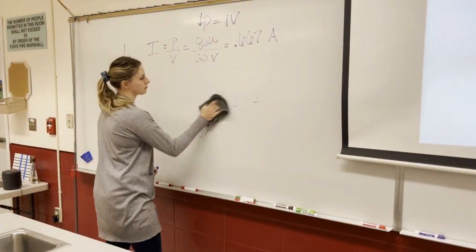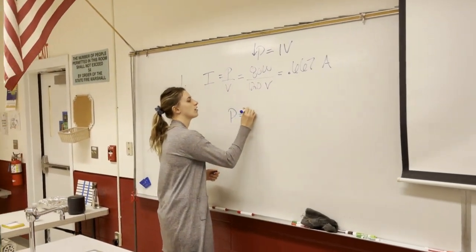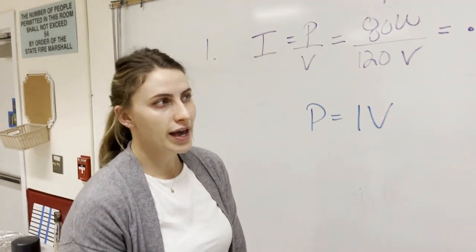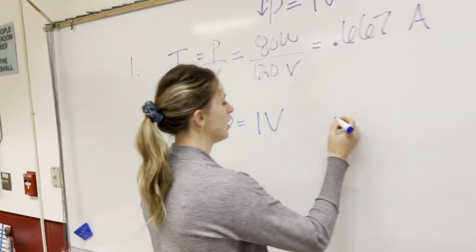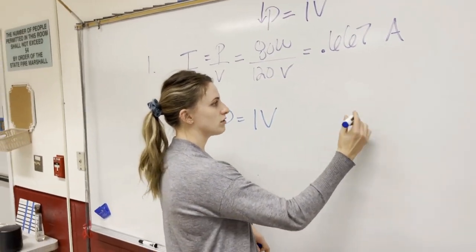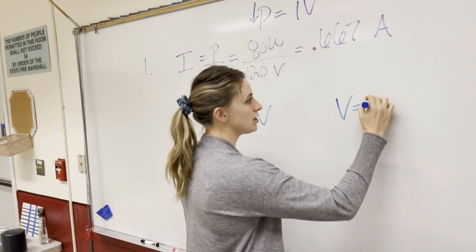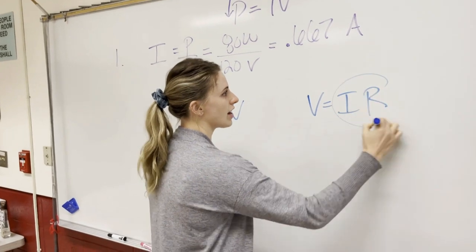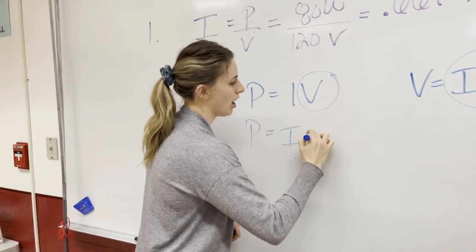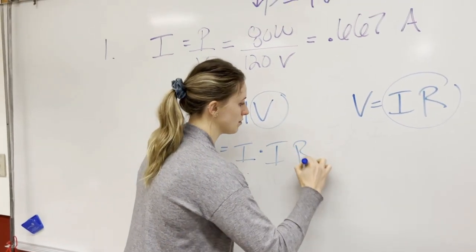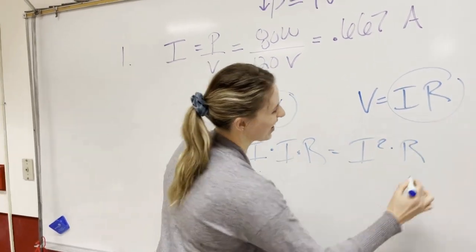We know that we can calculate power using this equation, right? But what if all we had was current and resistance? Ohm's law is V equals IR, right? So I could take this IR and substitute it for V. Now we've got I times IR. I'm too lazy to write I twice, so let's go I squared times R. That's another way to do it.